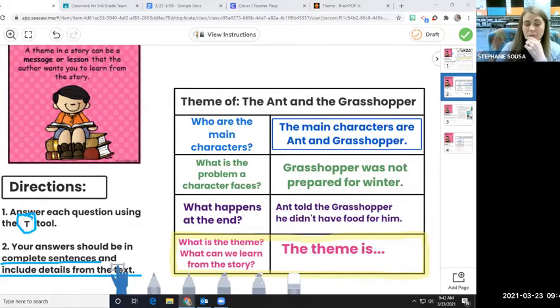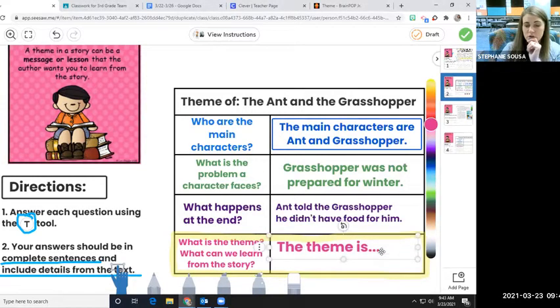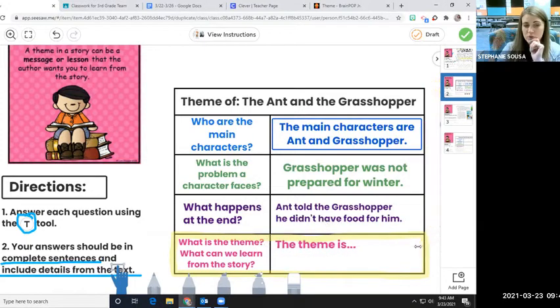Okay, I'm going to ask for some of you to share your sentence. If you are struggling to figure out what it could be, feel free to take an idea from a neighbor and complete this sentence, okay? The theme is, what could we learn from ant and grasshopper? Terrence, what is your sentence?